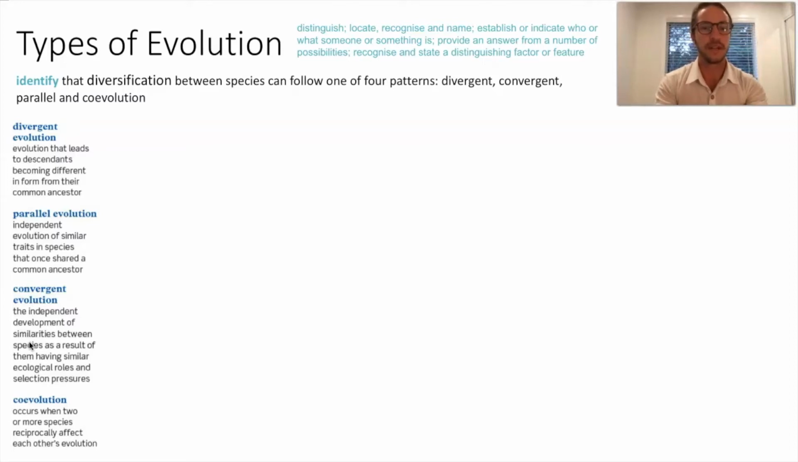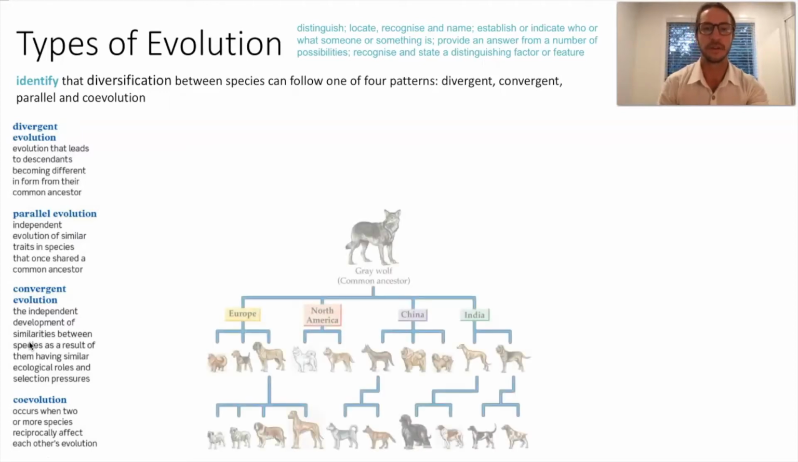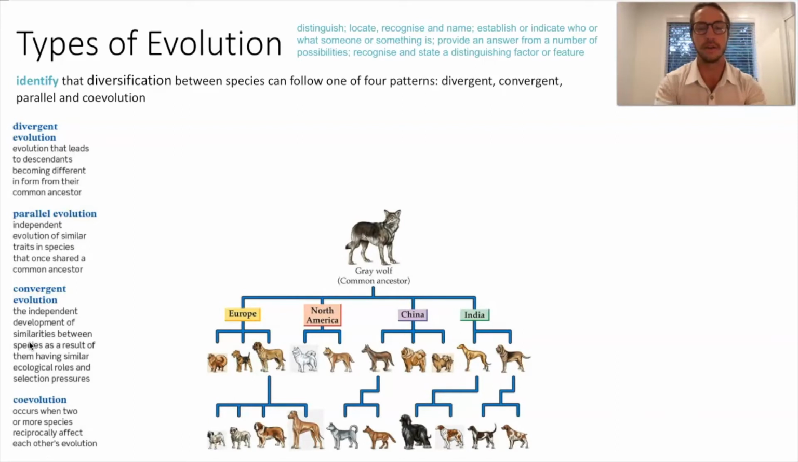Divergent evolution. It refers to two or more distinct species which share a common ancestor from which they both diverged, as the name suggests. And a common example is the various dog species that diverged from the common ancestor, being the common grey wolf. They all evolved independently, but from that same ancestor.